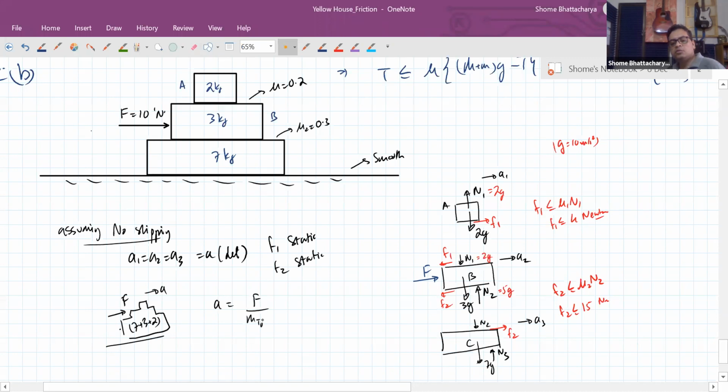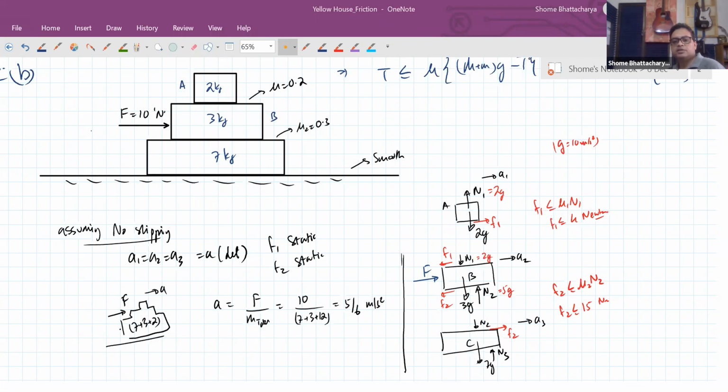F upon total mass, so that is 10 upon 12, or 5 by 6 meters per second square. So if they are having a common acceleration, then this would be the value of the common acceleration. Okay, now we need to check for friction.